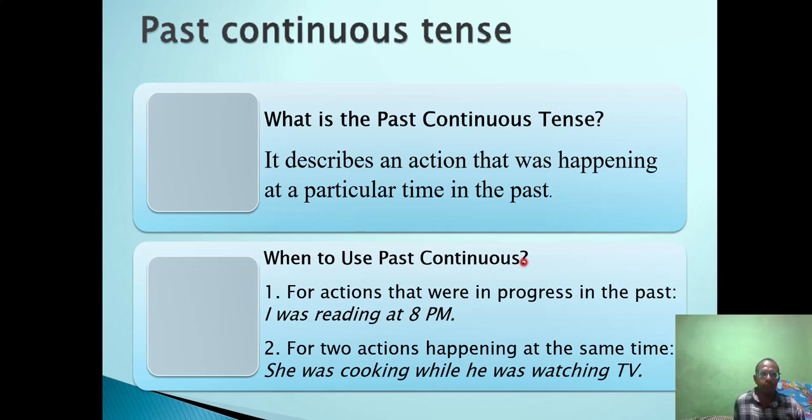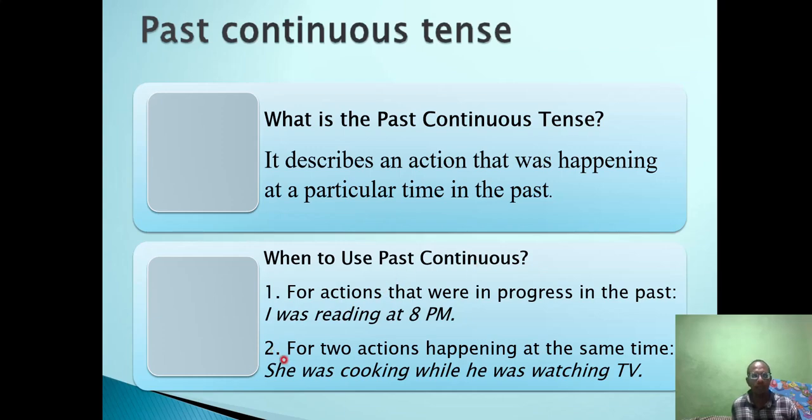Number one, for actions that were in progress in the past, we use past continuous tense. For example, I was reading at 8 p.m. So this is a situation that makes us use past continuous tense.